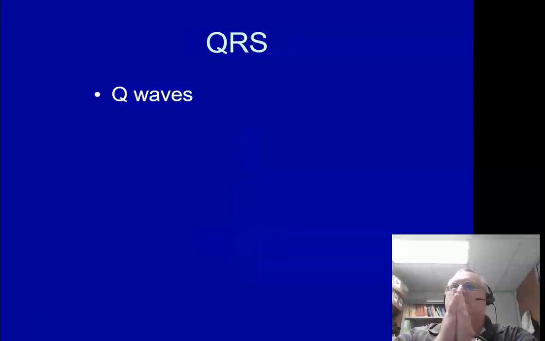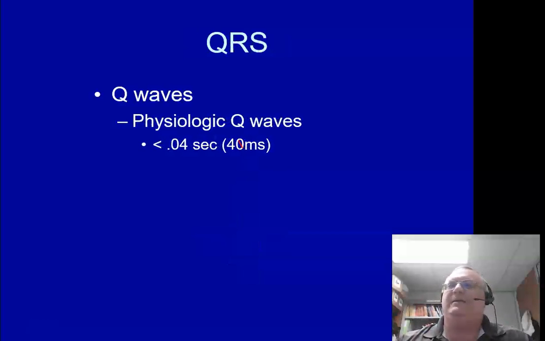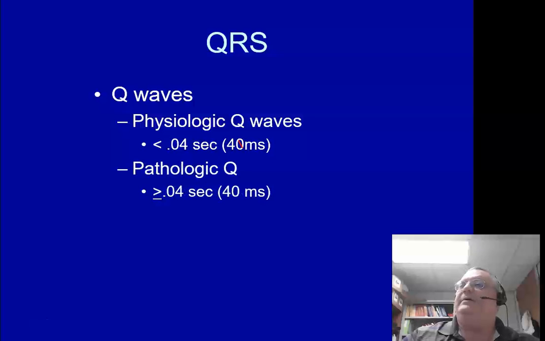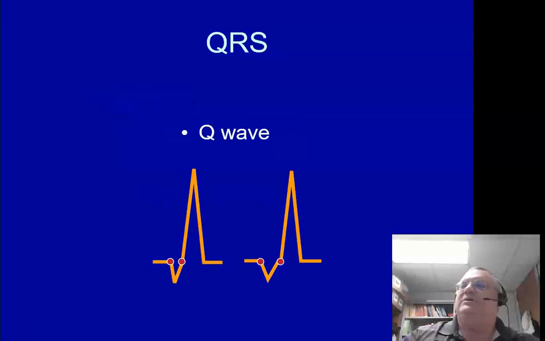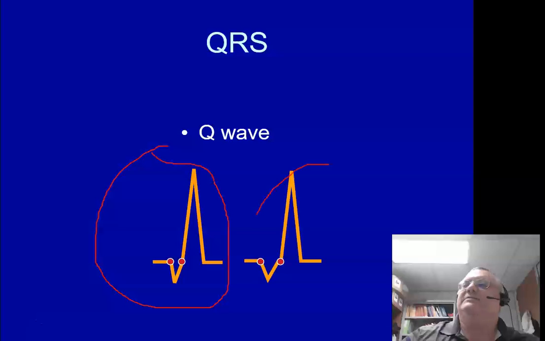Make sure that Q waves are a little bit important. The physiologic Q wave is usually always 0.04 seconds, or 40 milliseconds. To be blunt, one little box. Make it simple. Pathologic is usually going to be greater than that. So we're talking about physiologic here. This one here, really wide, not okay.